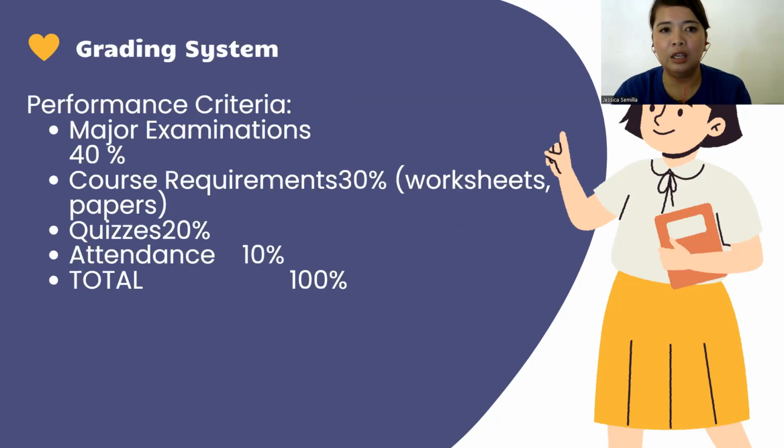So let's proceed. The grading system that you will be engaged with is the following. For the major examination, we'll have 40%. Of course, the course requirements, the course worksheet, the paper, the learning portfolio, and everything would be 30%. And for the quizzes, 20%. For the attendance, 10%, for a total of 100%.